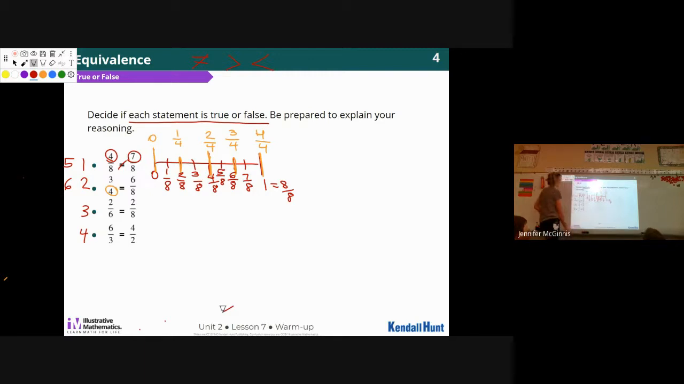What are you thinking, Raylan? It's true. Are you guys right? Because here's my 6/8 right here on this line. Here's my 3/4 right on this line. And when I have my two things that line up like this, that means that they are equal. That is correct. Good job. And 3 is half of 6, and 4 is half of 8.